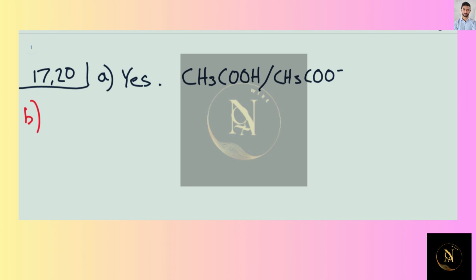Now in the second part, part B, we're told about a solution made by mixing 100 milliliters of 0.1 M acetic acid and 500 milliliters of 0.1 M sodium hydroxide. Now here we have too much strong base, so the strong base completely consumes the weak acid. And we do not have a buffer.